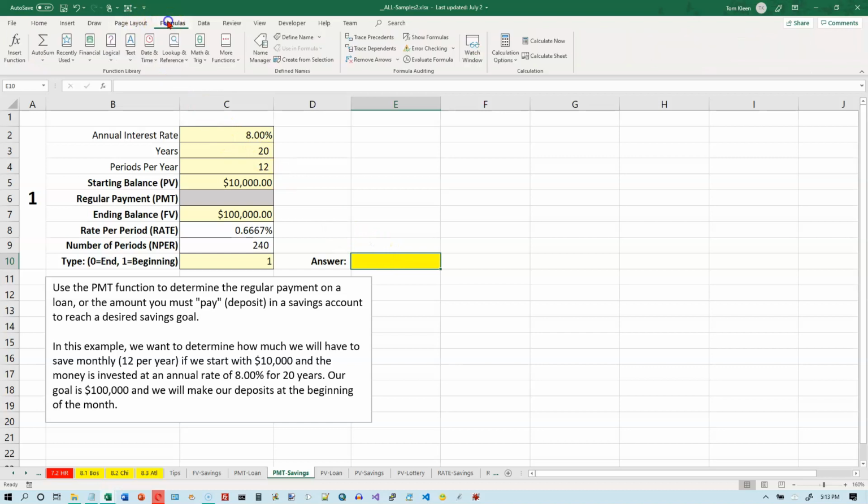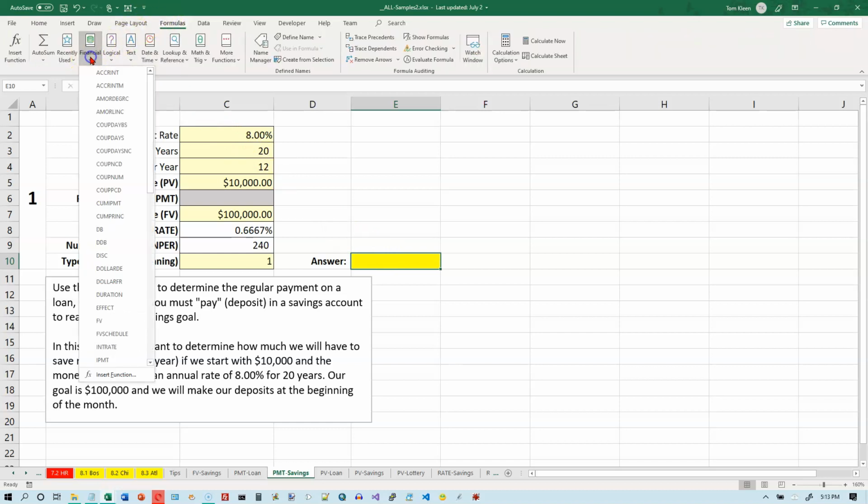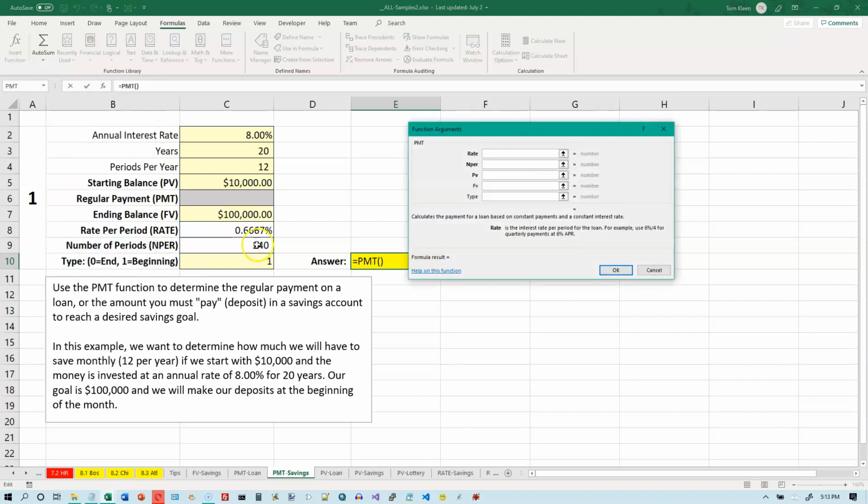So let's go to our formulas tab and go to the financial group and scroll down to the letter P, and we want PMT. Okay, so here's our arguments dialog box, and the rate, remember, is always the rate per period. It's not the annual rate. So click on the rate per period down here and tab. And the number of periods is the 240 here in C9. Click on C9 and tab, and the present value.